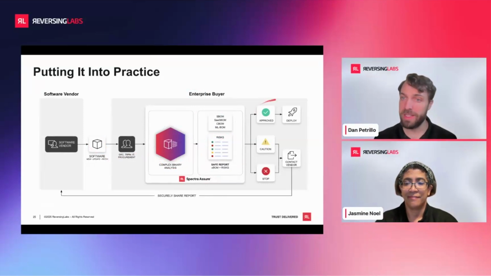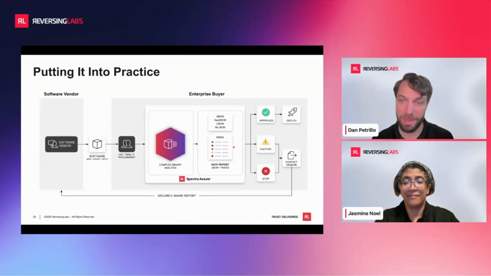Hopefully, you have squeaky clean software, which you can approve and deploy. Potentially, there's some risks here. Maybe they're within your risk appetite, but still problematic. You want to tell your vendor about it and hope that they improve it for the next time. And we'll actually do a whole webinar on how to get your vendor to improve their software. It can be done, believe it or not.